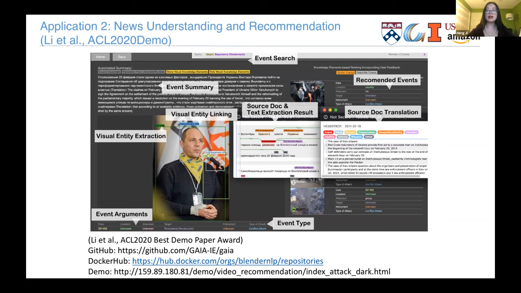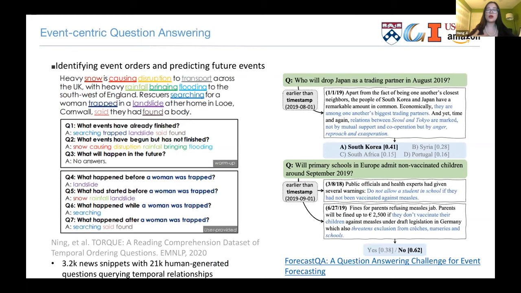We can also provide much more accurate answers for question answering. For example, here we show some multi-hop questions like, will primary schools in Europe admit non-vaccinated children around September 19? You can see there are two events here, admission and vaccination.